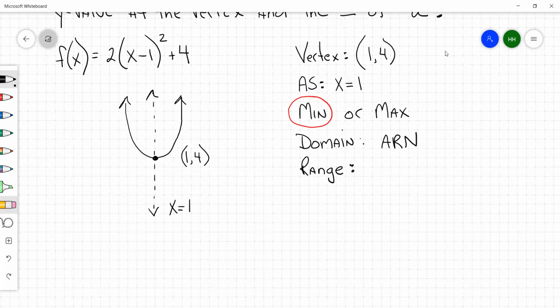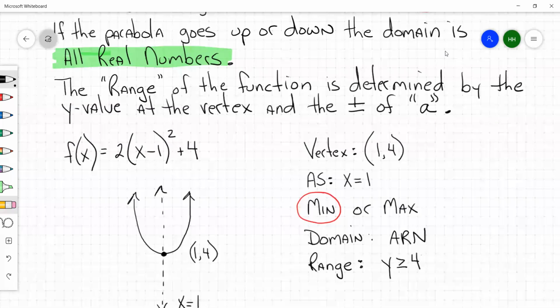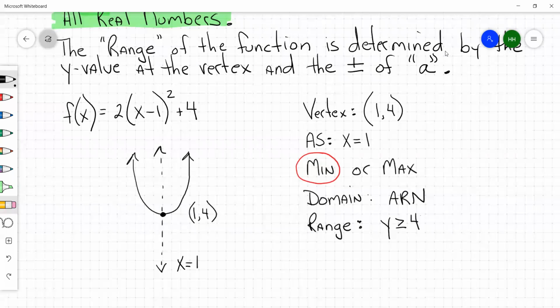The parabola has a minimum value. Its minimum value is down here at the bottom, at the vertex. So the range of values for this function, all of the y's, you're going to write as y is greater than or equal to 4. All of the y values in this function will be greater than or equal to 4. All right?